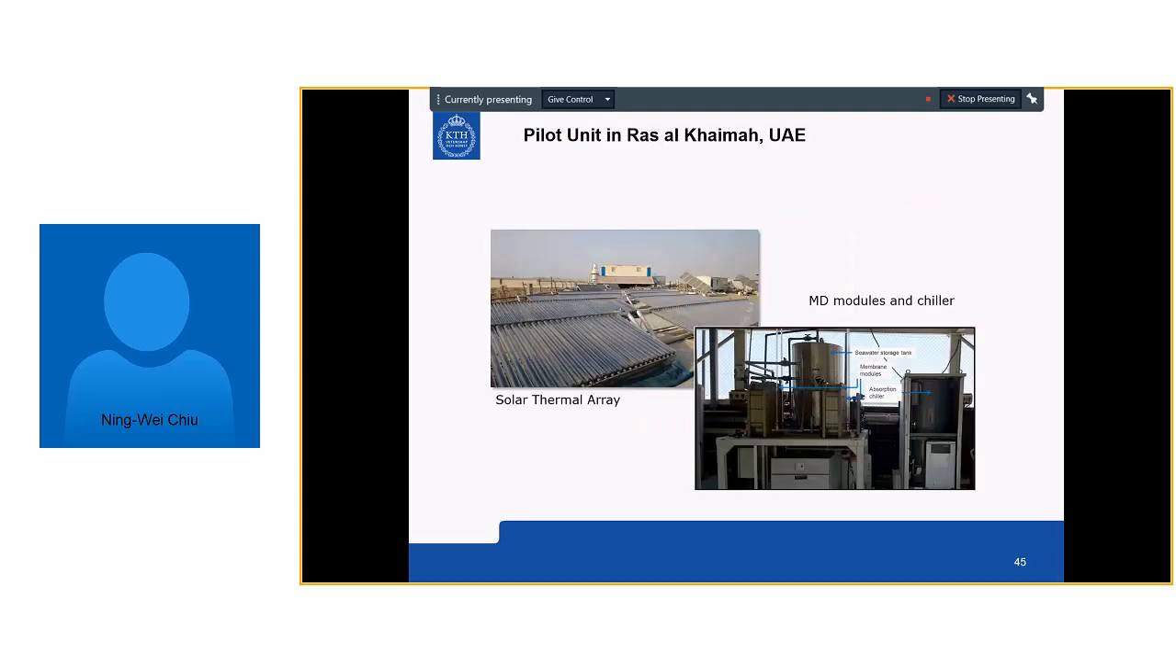This is the setup at UAE, Ras Al Khaimah. I think that's how you pronounce it. And this is the setup we see. So solar thermal array, and then you have the different modules there.